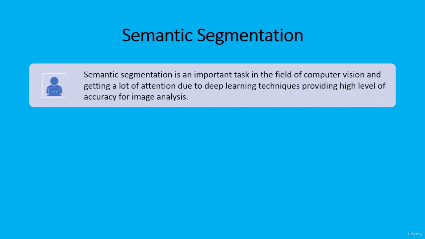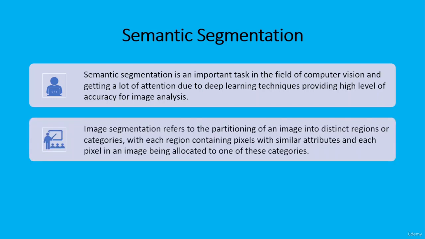Deep learning has proven to be particularly effective for semantic segmentation because it is able to learn rich feature representations directly from raw pixel data, and it is able to handle large amounts of data and complex input distributions. Image segmentation can be defined as the partitioning of an image into distinct regions or categories, with each region containing pixels with similar attributes and each pixel in an image being allocated to one of these categories.